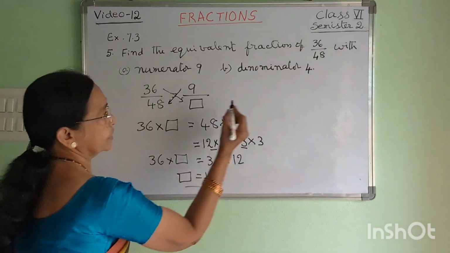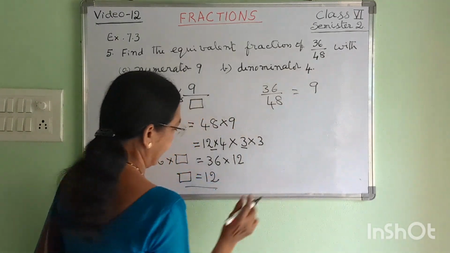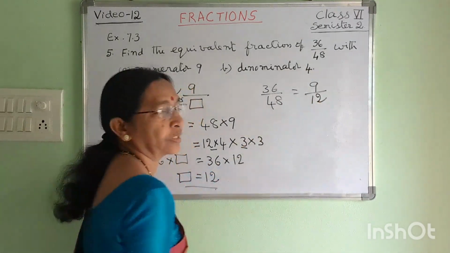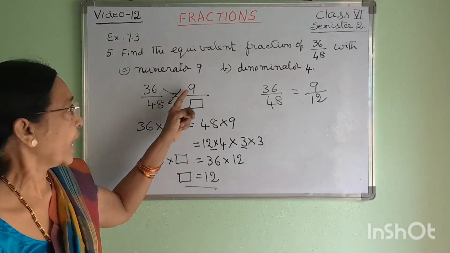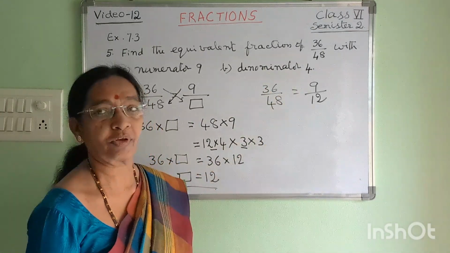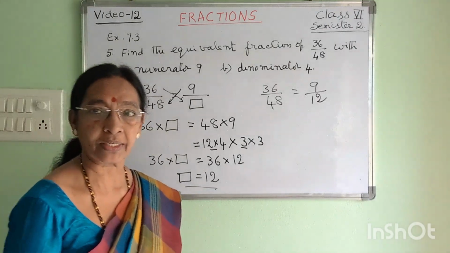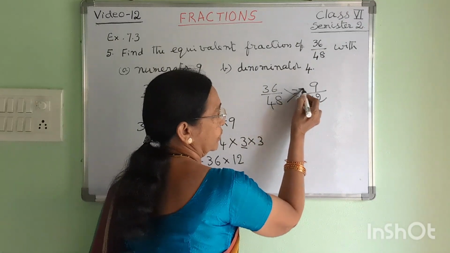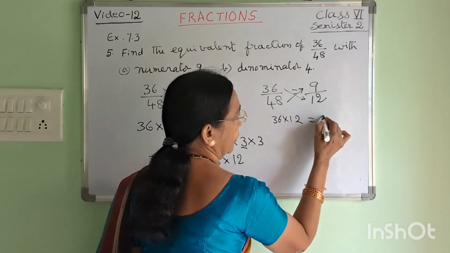Therefore 36 by 48 is equal to 9 by 12. So the equivalent fraction of 36 by 48 having 9 as the numerator is 9 by 12. We will check whether this is correct or not. By cross multiplication, the product of these two is equal to the product of these two. 36 into 12 must be equal to 9 into 48.